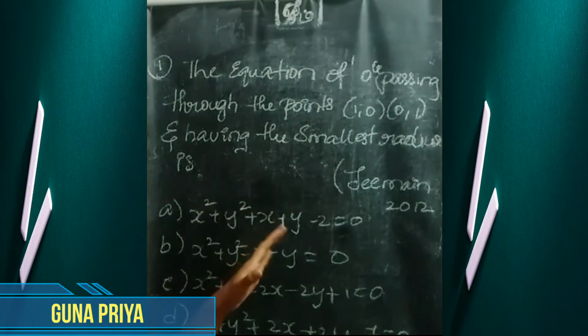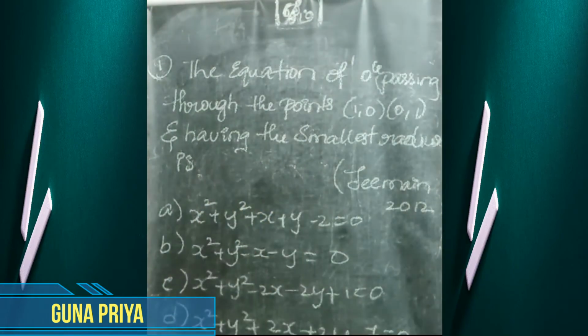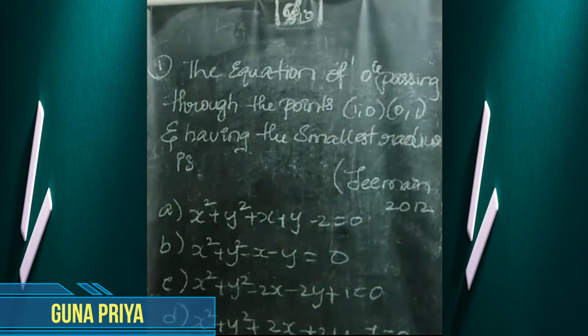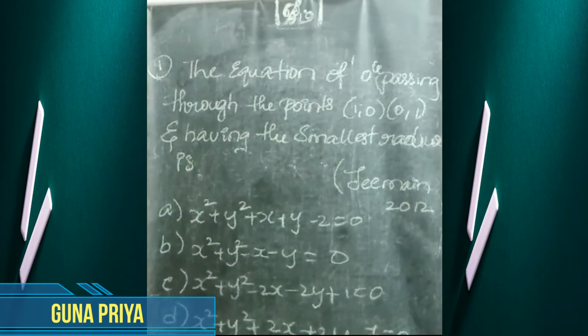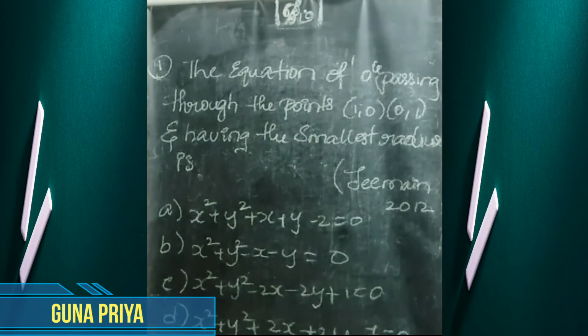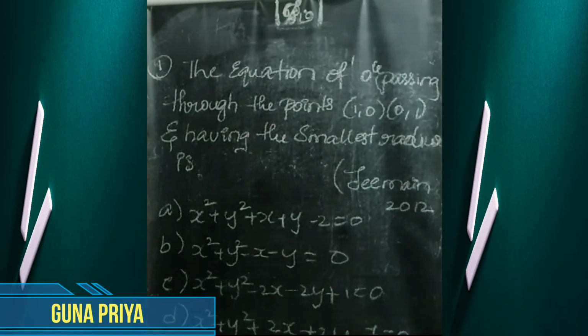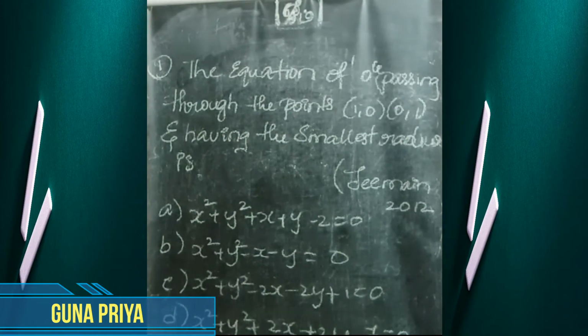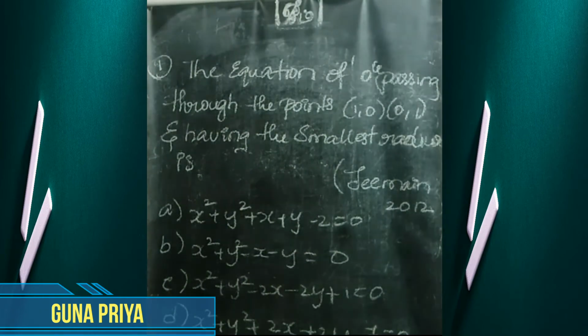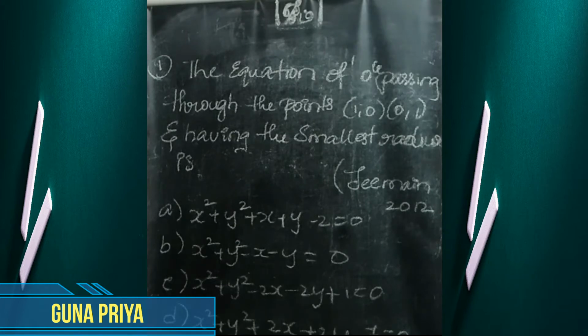asked in JEE Mains 2012. So this is the question. We have already discussed these types of questions in the previous section, exercise 1A, the diameter, right? Already we have discussed a question like this. When the 2 points are given, we know how to find the radius.